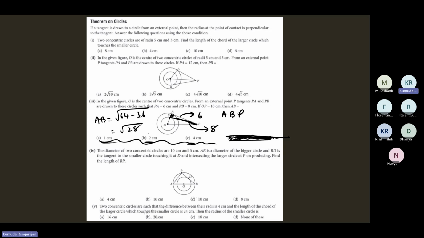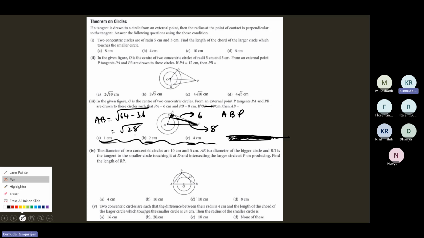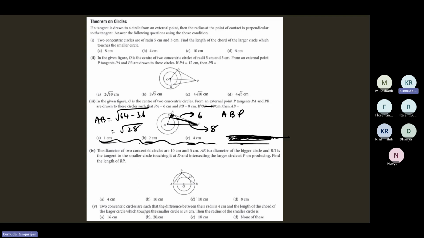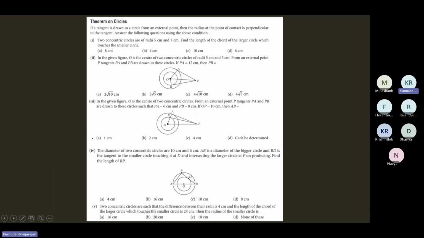So we can find AB like this. It would have been better if they did not give us the value of OP. If they didn't give us this, we could have just found AB using 8 and 6. Okay, so now when we do this, you cannot choose it because our option is not here. You cannot say can't be determined because it can be determined. So this is not the answer. So you should let go of this method and use this one: find OA, then find OB, subtract and find AB.